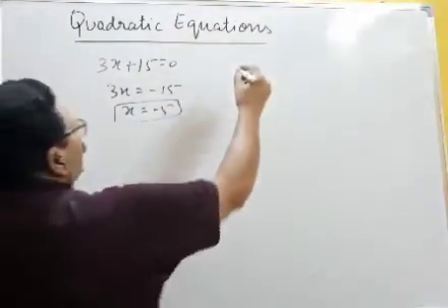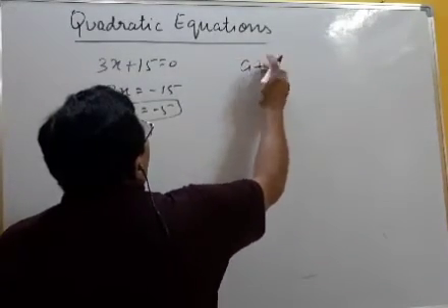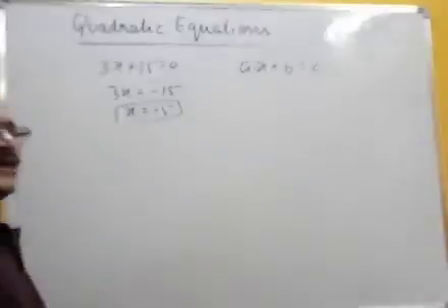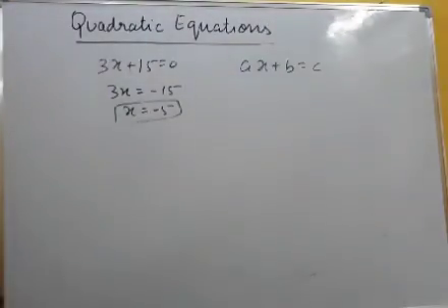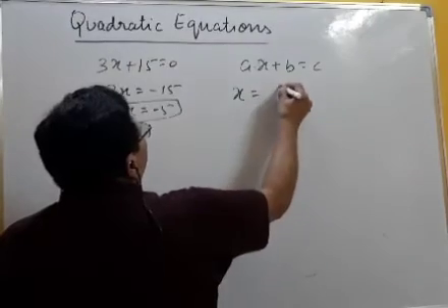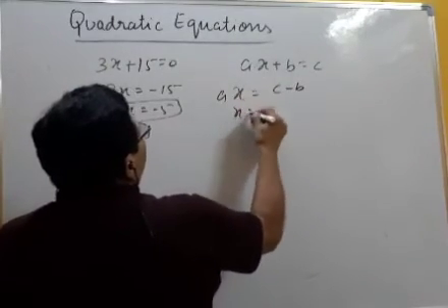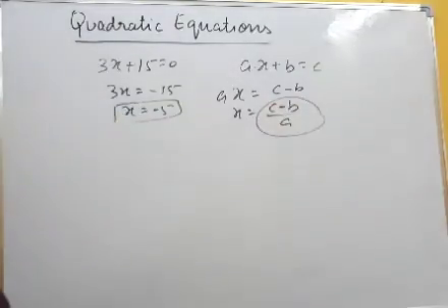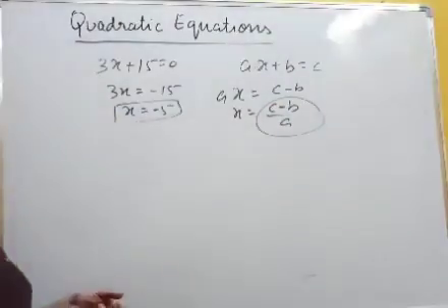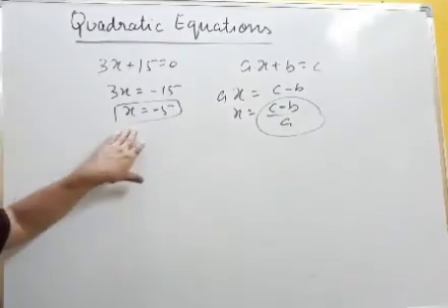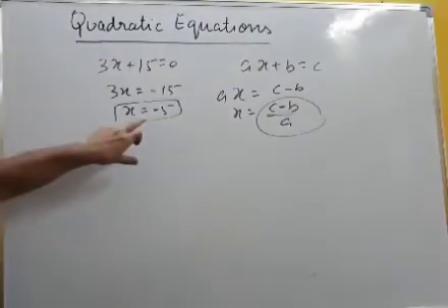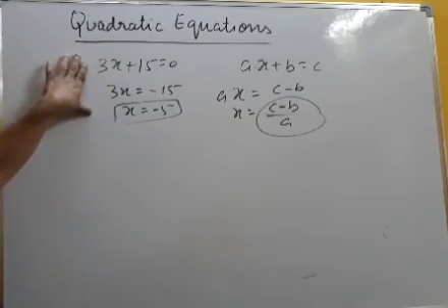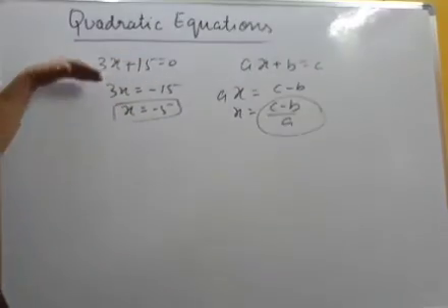Suppose it is in the form of ax plus b equal to c. Here x is the main variable and you have to find the value of x. So you write c minus b, then x equal to c minus b upon a, and this is the solution of x. In class 9, you have already done this, and you know what it means. If I substitute x equal to minus 5 in this equation, it will satisfy the equation. Satisfy means the left hand side will be equal to the right hand side.